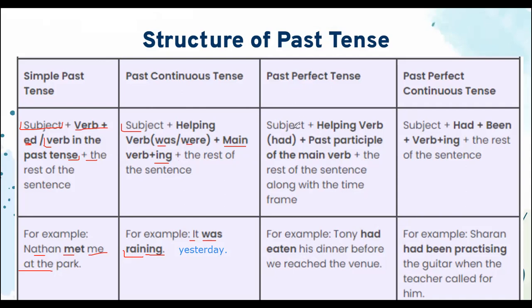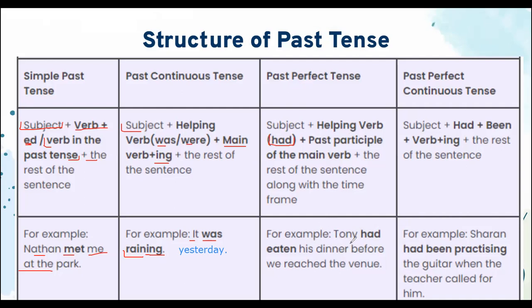For past perfect, our subject, the helping verb had, specifically had, the past participle of the main verb, and the rest of the sentence along with the time frame. Past participle, which in Arabic is called the third form, I believe. The third form. Correct? Okay.